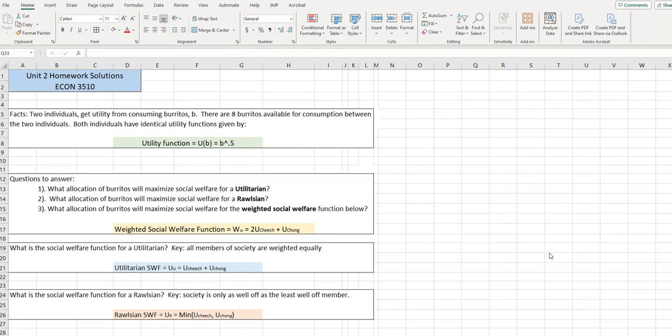So the utility function here indicates that an individual's utility level is the square root of the number of burritos they consume. You can see that highlighted in green here. Our utility function, u(b), just says that utility is a function of b, where b is the number of burritos, and is equal to b raised to the 0.5 power. That's the same thing as taking the square root of b, but when we're typing a formula into Excel, if we want to take the square root of something, the easiest thing to do is just type b caret 0.5.